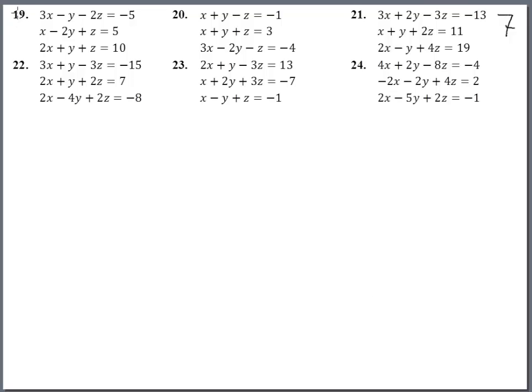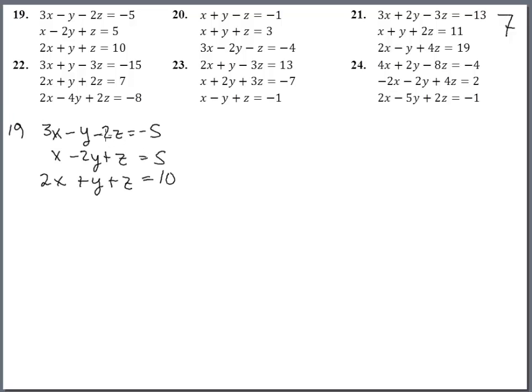Here we're going to do numbers 19 through 24 on page 7. As we look at these, we try to find which variable might be best to eliminate first. And so let's try eliminating the y's. It looks pretty good. If we take that guy and add them together, we get a 5x, and the y's go away, and we get plus z equals 5.